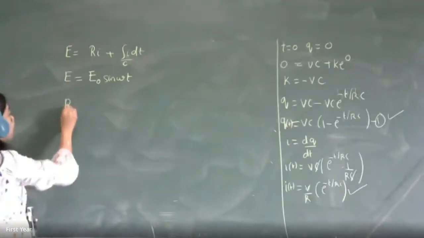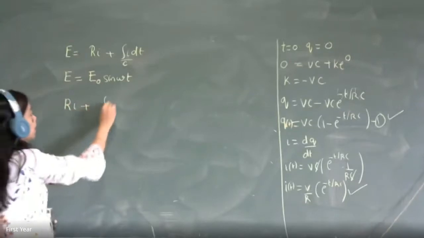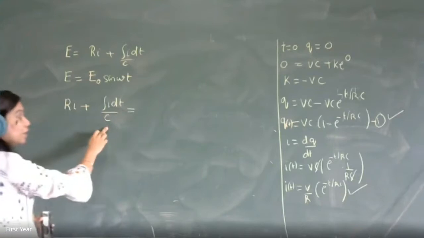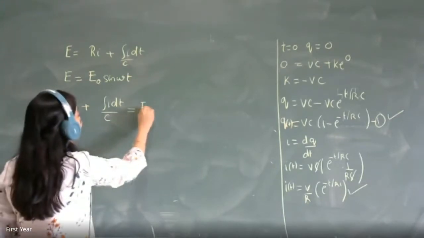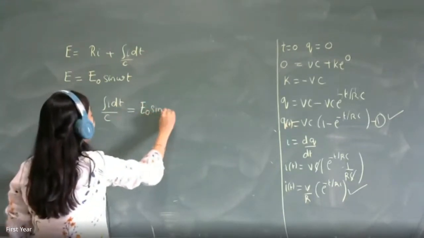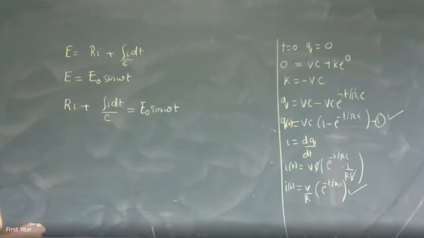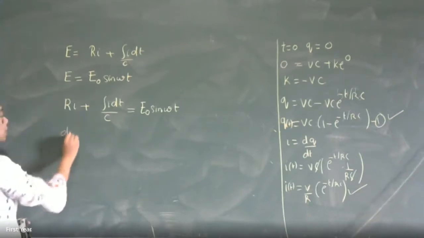Just let me rewrite it. Ri plus integration I dt by C, with C the fixed value, that's why I'm writing it outside the integration, is equal to E0 sin omega t. Now many students go wrong here. Generally, you have the habit of writing E and then you don't differentiate the term on the right hand side, and then everything will be different. The answers will be different. You won't get the correct current flowing through the circuit with the help of this sine or cos.